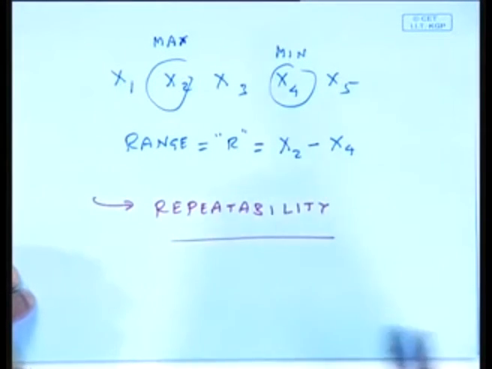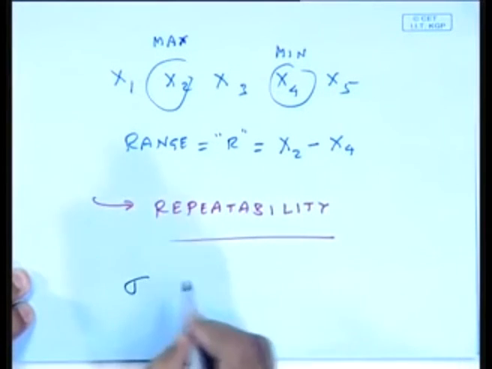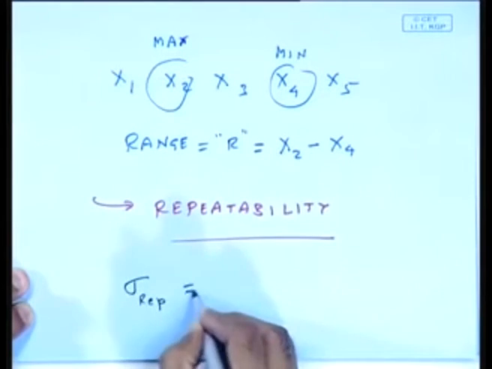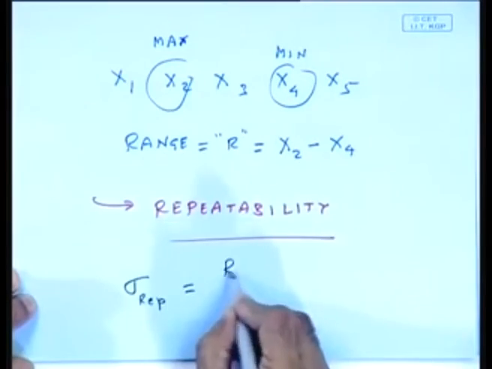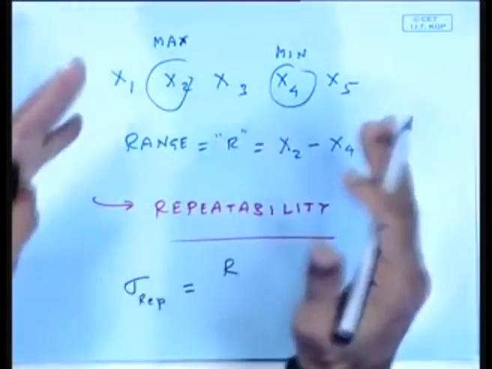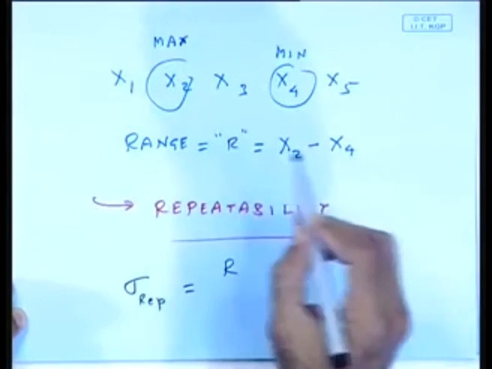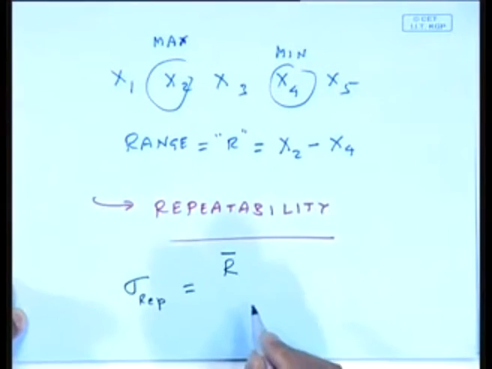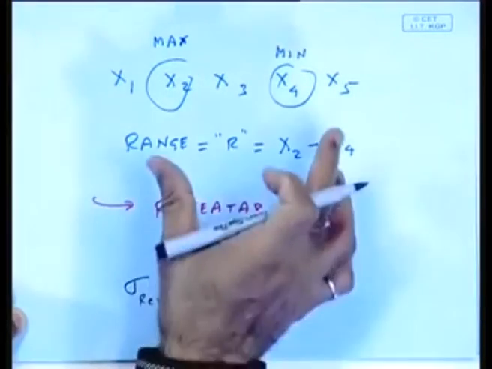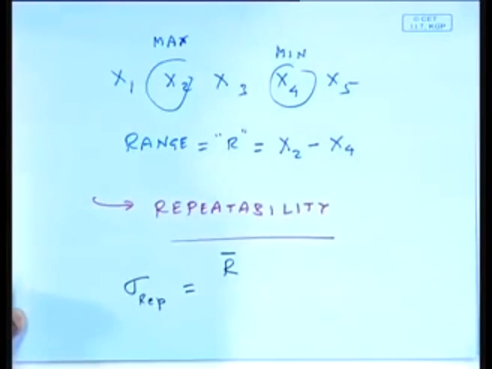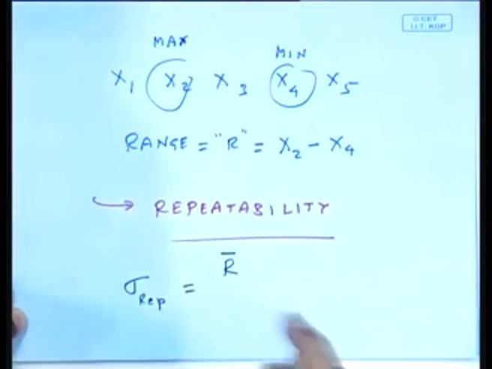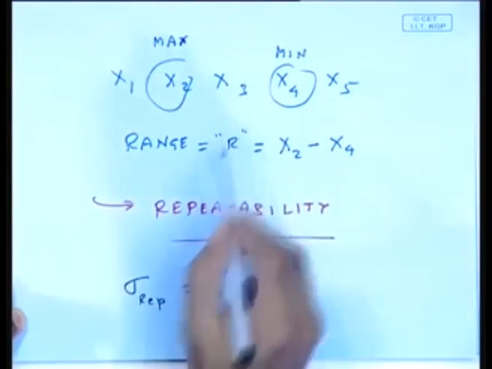What did I find here? I found the value of R. How do I get sigma out of R? I am just going to call this sigma repeatability. You take many such readings and many such samples, and you end up with R1, R2, R3, R4 and so on. So you have an R bar. R bar is the average range found in many such measurements, perhaps on different parts, but again each part is measured 5 times, or n number of times, and from that you find your R.